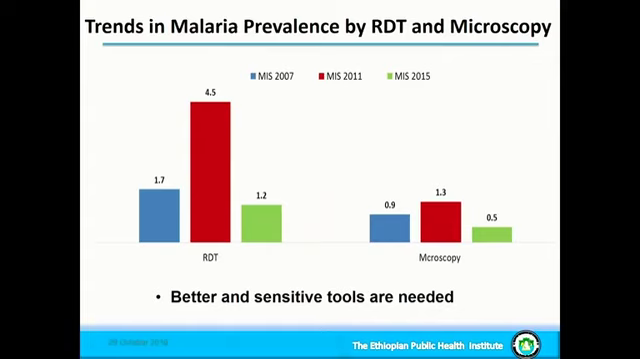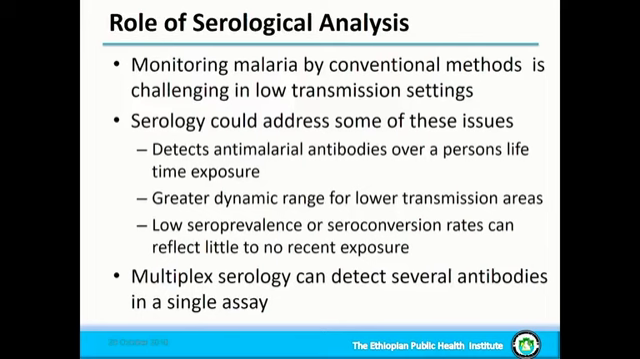So from the malaria indicator survey, we have this prevalence data using RDT and microscopy. As you can see, prevalence of malaria using RDT was very low: 1.7%, 4.5%, and 1.2%. And this number was very low again using microscopy. It was like 0.9%, 1.3%, and 0.5% using microscopy. So this may not show the actual magnitude of malaria, and it doesn't show the transmission pattern. So we may need better tools in order to better estimate the malaria situation in the country.